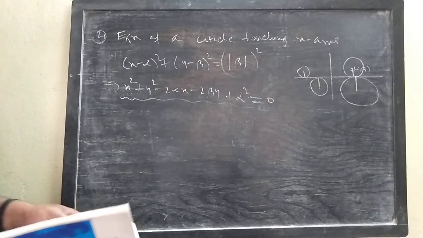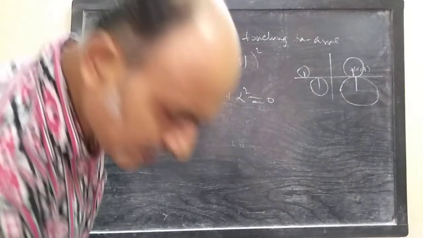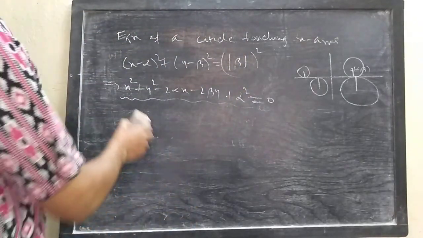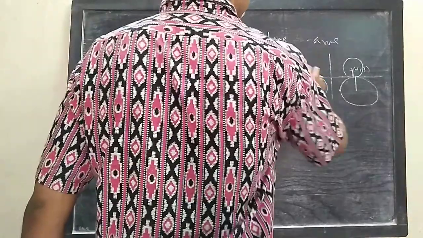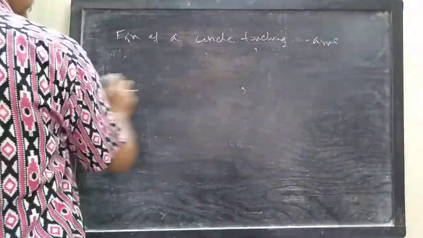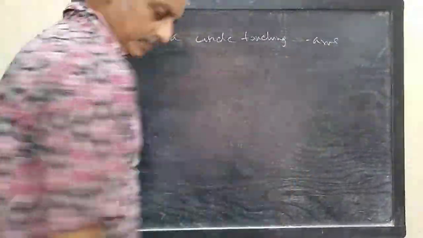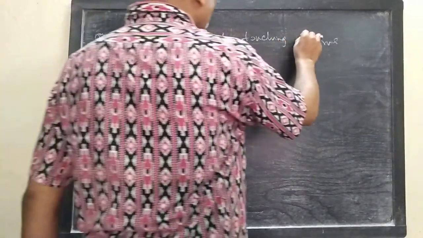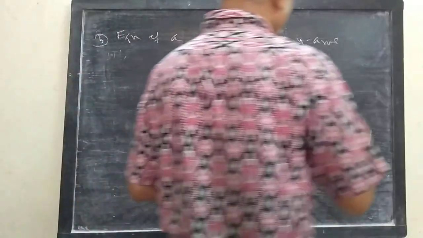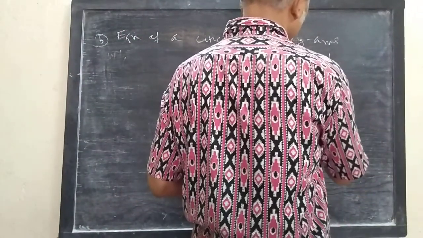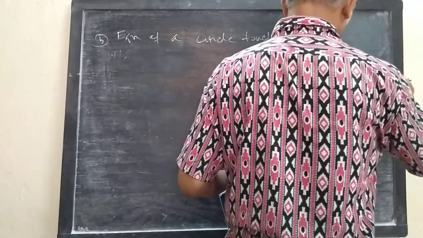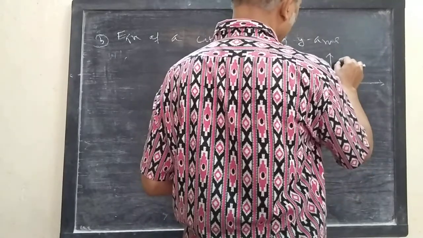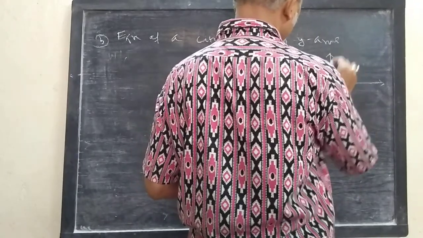Similarly, next category, equation of circle touching y-axis. This will be category 5. Touching y-axis. First draw diagram. Y-axis.